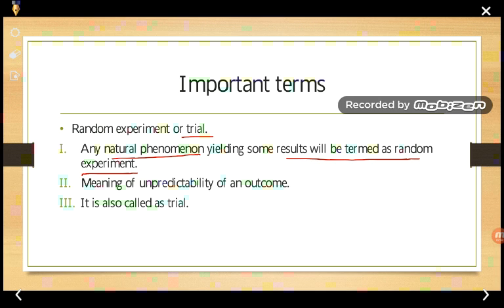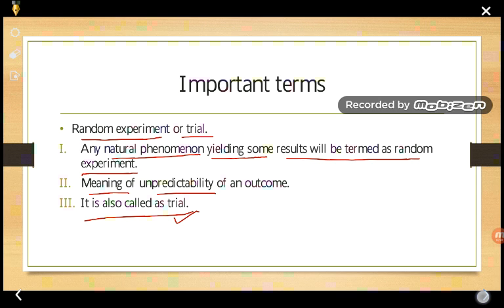What is the outcome? It may be either the head or the tail. So it is also a random experiment or trial. A random experiment is also called a trial, and the word random attaches the meaning of unpredictability of an outcome. So you know what a random experiment or a trial is: any phenomenon which yields some result will be termed a random experiment or a trial. Okay. So this was regarding the random experiment or trial.